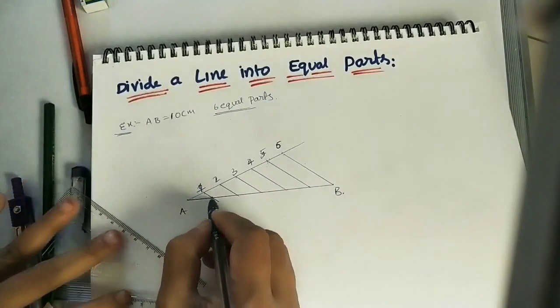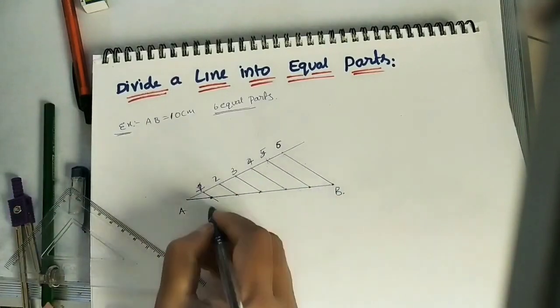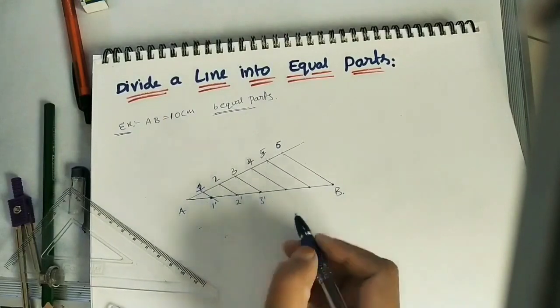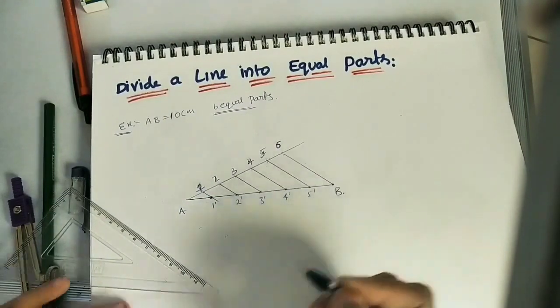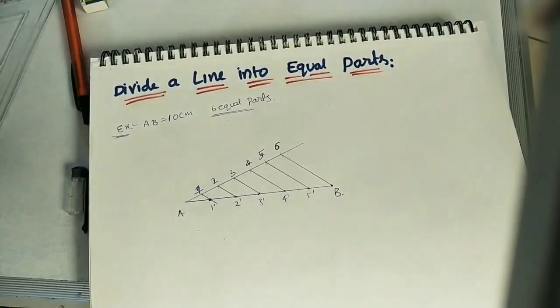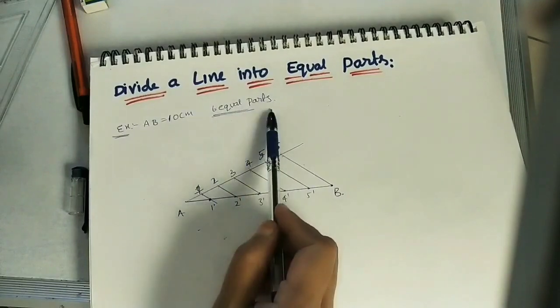So you are getting the points here: 1 dash, 2 dash, 3 dash, 4 dash, 5 dash. Here we got 6 parts. 1, 2, 3, 4, 5, 6. So 6 parts we got. We will check whether those parts are equal length or not.